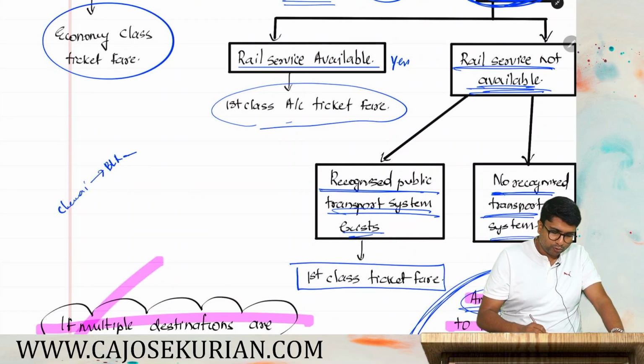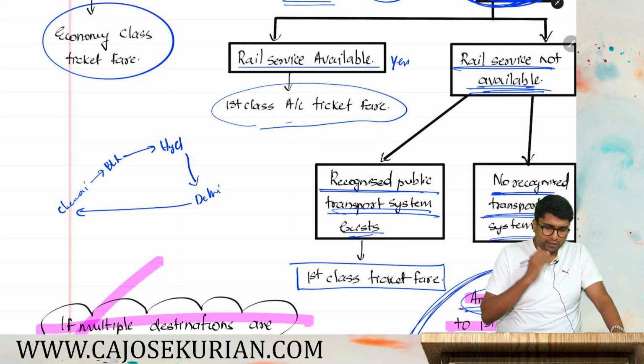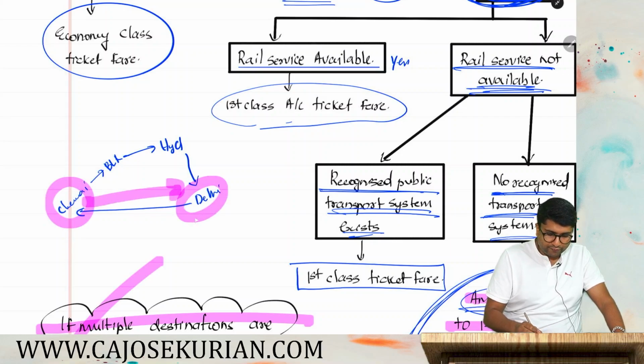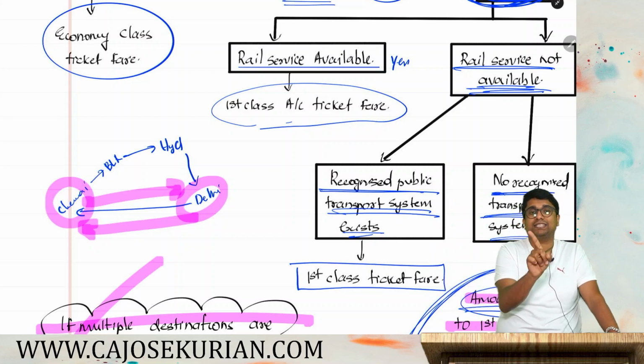Then from Bangalore, you visited Hyderabad. Then from Hyderabad, you visited Delhi. Then from Delhi, you came back to Chennai. So in such a case, how do you claim the exemption? Maximum exemption shall be from Chennai to Delhi and back. Whatever is the traveling cost from Chennai directly to Delhi and getting back, that shall be the maximum exemption.